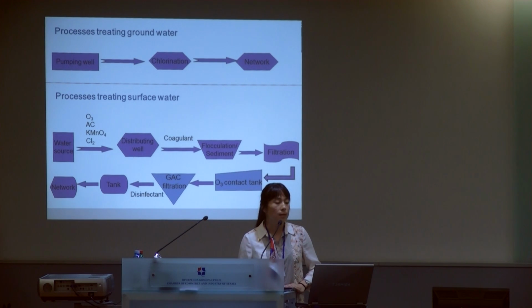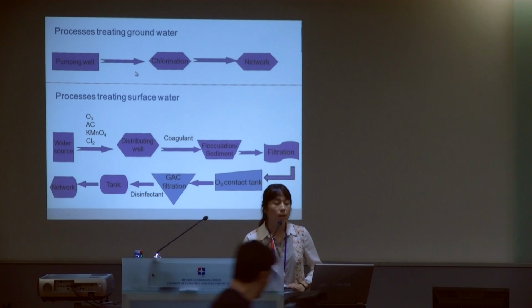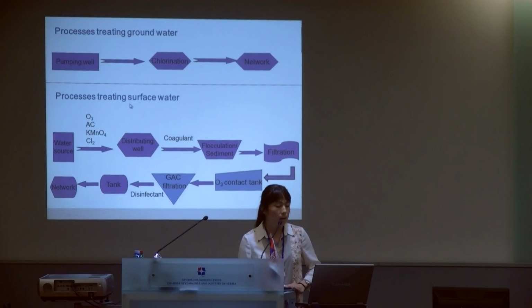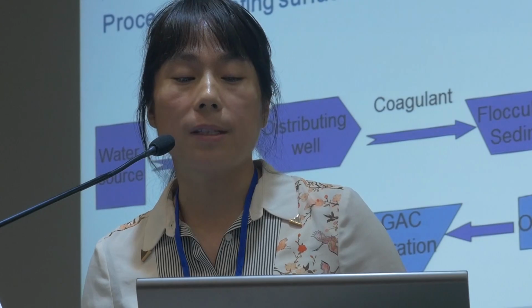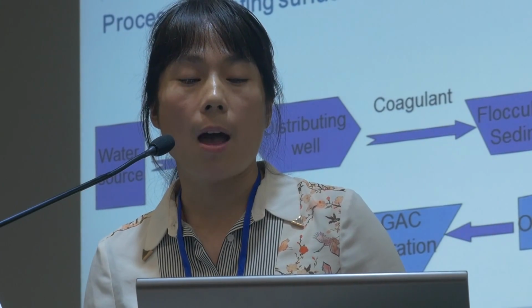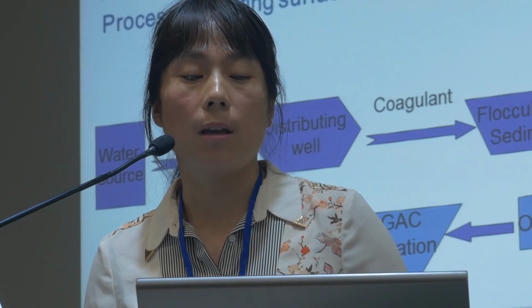This slide is the processes of BWG. First of all, for groundwater, the process is simple. It just needs chlorine disinfection after the pumping well, and then goes to the distribution system. For surface water, the process is relatively complicated. The process includes coagulation, flocculation, sedimentation, filtration, ozone contact tank, granular activated carbon filtration, and disinfection. And before coagulation, there are some pre-oxidation methods, including ozone, powdered activated carbon, potassium permanganate, and chlorine.